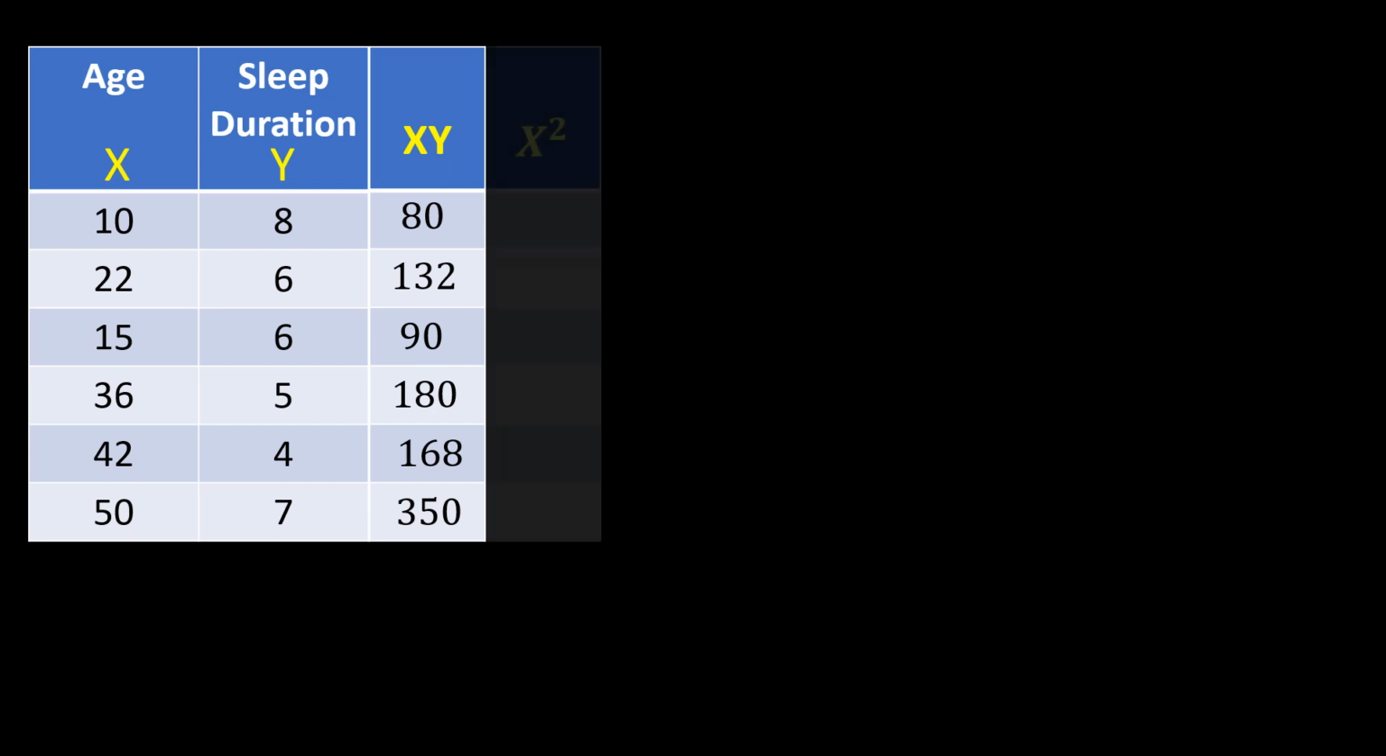The next step is to add another column. It's labeled as x squared, or the square of x. So it means we're going to take the square of the data in column x. So we have 10 squared is 100. By the way, square means you multiply it by itself, so 10 times 10 is 100. So 22 squared, that's 484. 15 squared is 225. And 36 squared is 1296. 42 squared is 1764. And 50 squared is 2500.